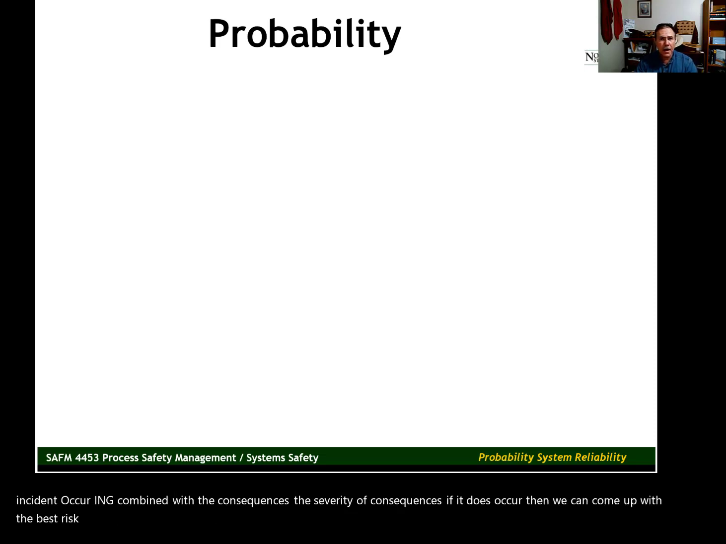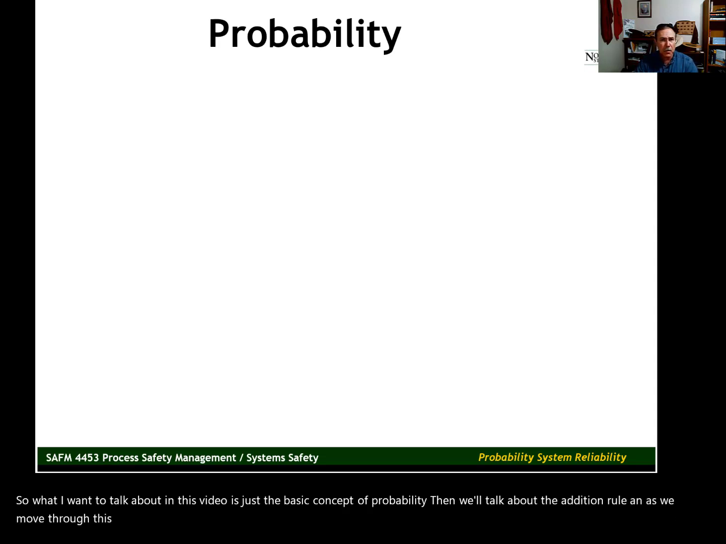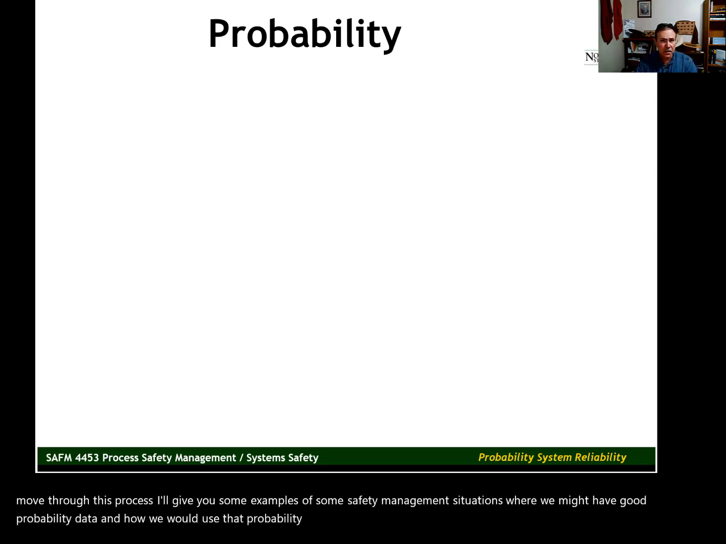So what I want to talk about in this video is just the basic concept of probability. Then we'll talk about the addition rule. And as we move through this process, I'll give you some examples of safety management situations where we might have good probability data and how we would use that probability data to help form our risk assessments. But first, let's talk about what we mean by probability.